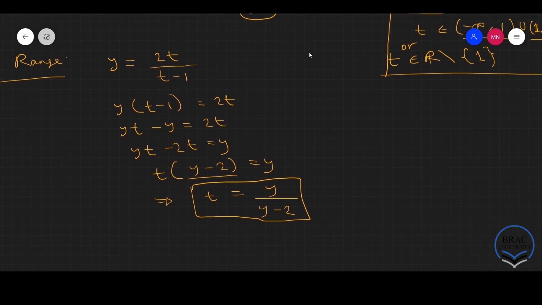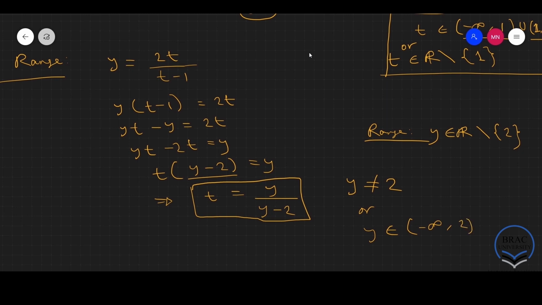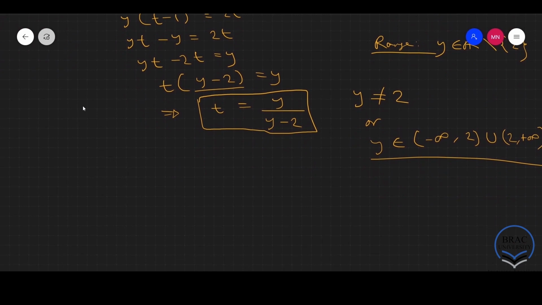And we can see from the denominator that y cannot be equal to 2. So our range for this function is y belongs to the set of all real numbers except for 2. Or y is an element of the intervals from minus infinity to 2, but 2 not included, union 2 to positive infinity. So that's the range of that function.